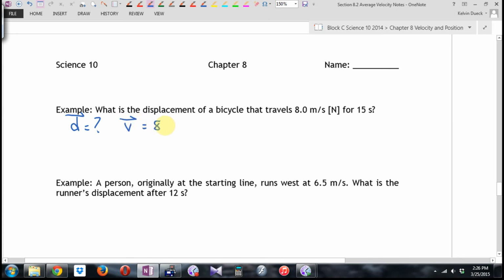Keep reading. Oh, I see a 15. What's that 15? So, if a bicycle is traveling at 8 meters per second due north for 15 seconds, what will its displacement be? I'm looking for an equation that has the d by itself. It's that one, yeah? It's v times t, is it not? Okay. It's 8 times 15.